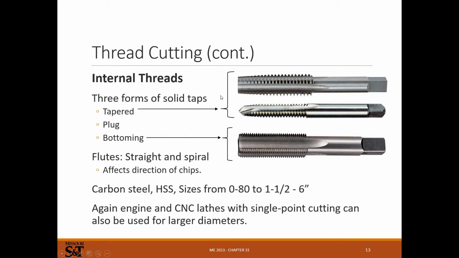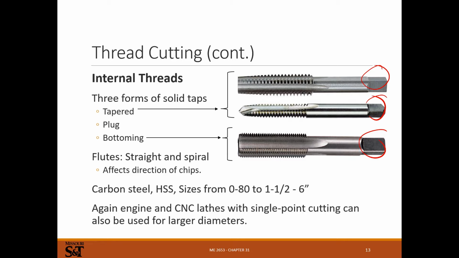Internal threads, taps work until you break a tap, but they work much better than dies do anyway. So a die external threading is a pain unless you've got a CNC lathe that can cut threads. Internal is really not bad. Different kinds of taps. These would be just kind of a hand tap here, where they've got the standard little square chucking area where you can chuck them up into a tap handle.